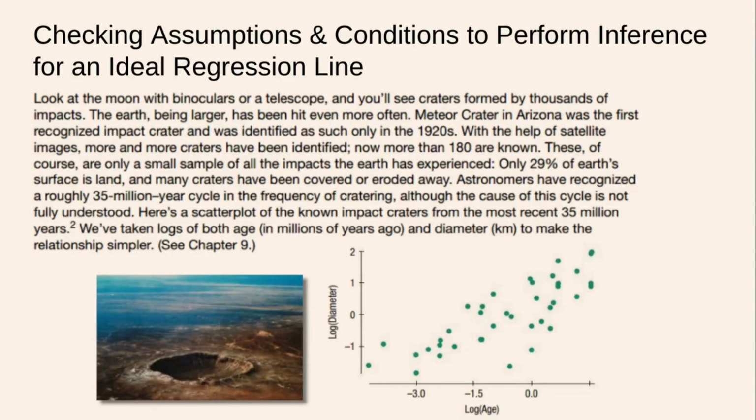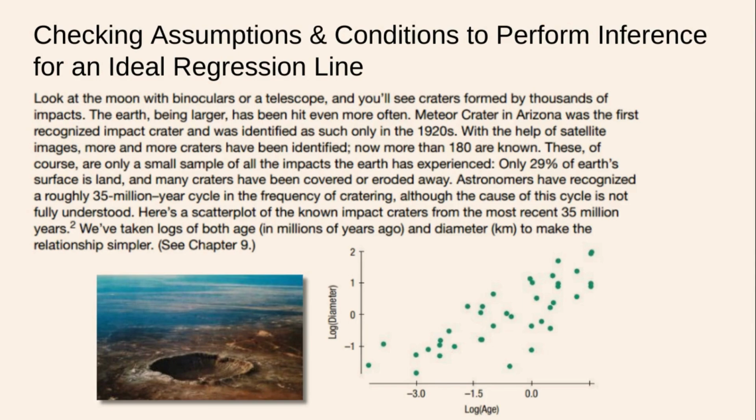So now we're going to actually get to a practice problem. That was a lot of introduction. Here we go. Look at the moon with binoculars or a telescope, and you'll see craters formed by thousands of impacts. The Earth, being larger, has been hit even more often. Meteor Crater in Arizona was the first recognized impact crater and was identified as such only in the 1920s. With the help of satellite images, more and more craters have been identified. Now more than 180 are known.